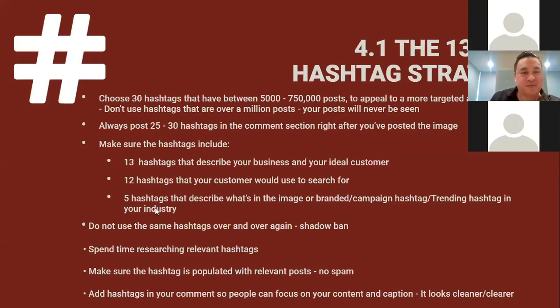So here's the real meat of the strategy. There are essentially 2 to 3 types of hashtags that you need to find. You do need to spend a little bit of time researching the hashtags. When I joined Tulip, we spent at least 2 to 3 hours researching relevant hashtags for us. And trust me, this does work. So the first kind of hashtag that you want to find is hashtags that describe your business or your ideal customer.